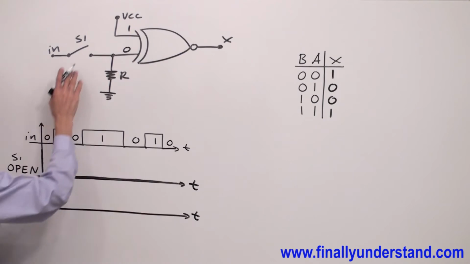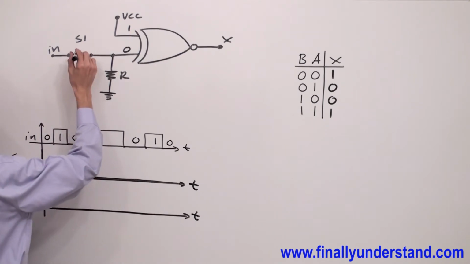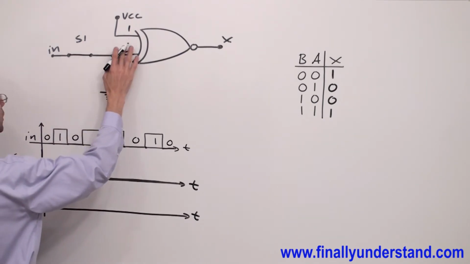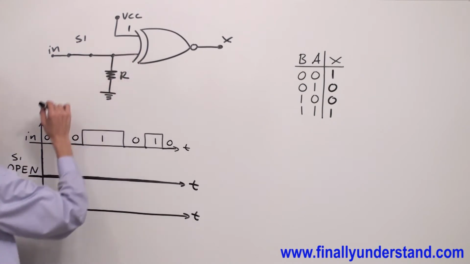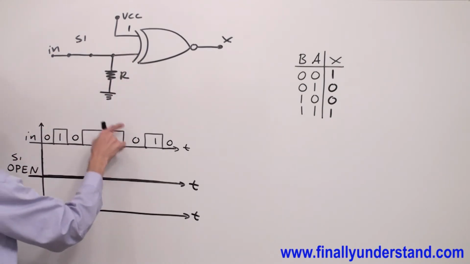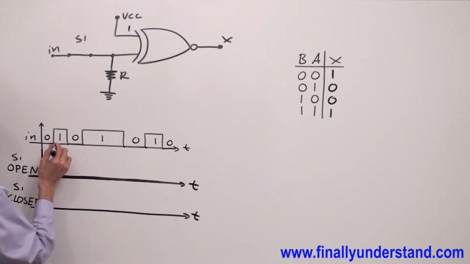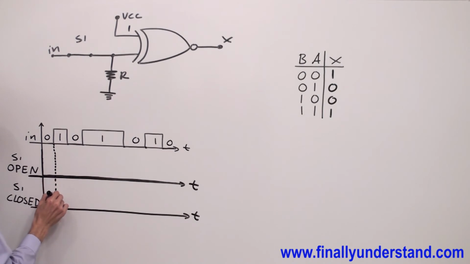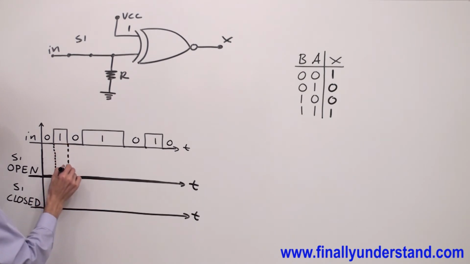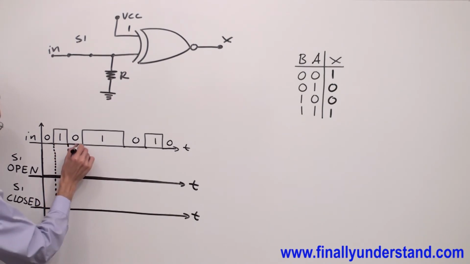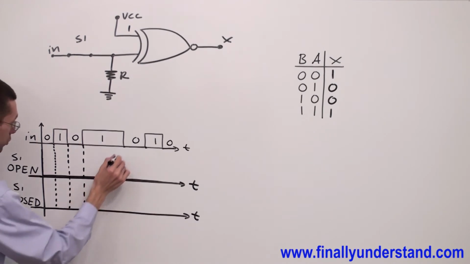Let's close the switch right now and let's see what will happen. If you are going to close the switch, the input signal will go through the gate. Now we're supposed to perform the long analysis. So if you want to do so, you're supposed to draw the dashed line at every single transition from 0 to 1 and 1 to 0.